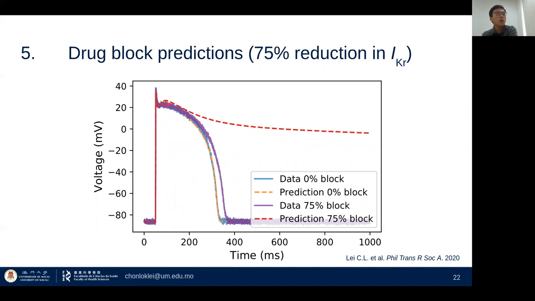Model T, which is the ground truth model, is showing the purple line with 75% block of IKr. And then model F, the fitted model, is predicting the red line here. It's actually not predicting well, or it's not able to predict what the ground truth model is doing. So it's obviously failed in terms of the drug block predictions in this synthetic data study.